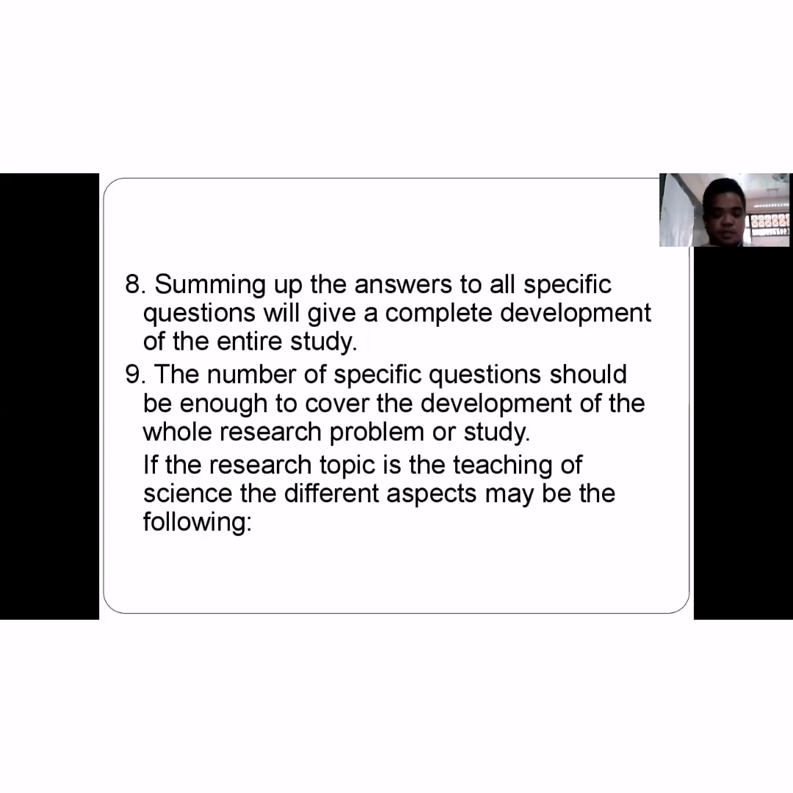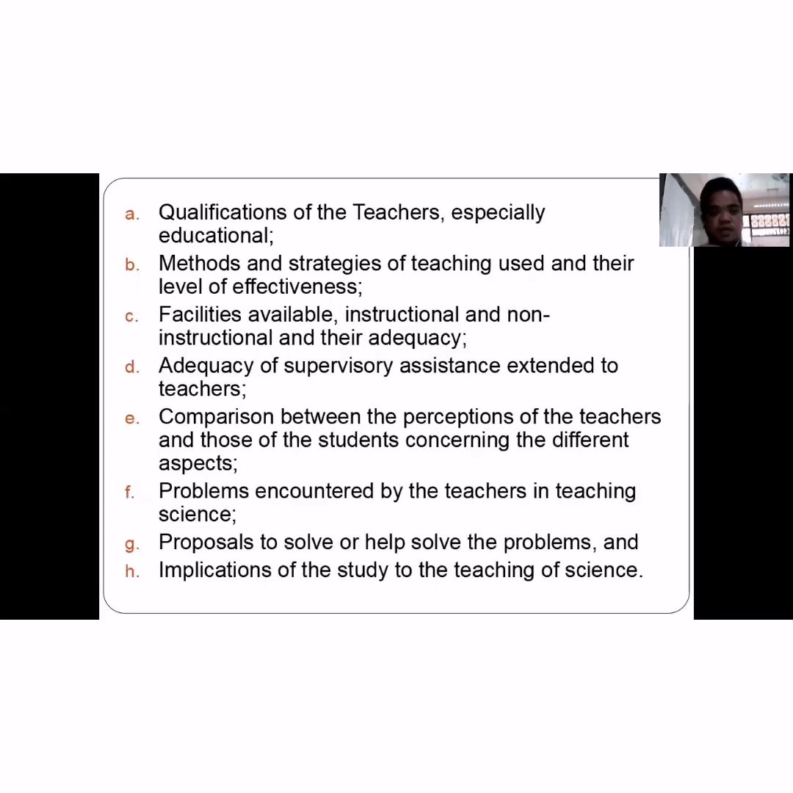If the research topic is the teaching of science, the different aspects may be the following. For example, the qualifications of the teachers, methods and strategies of teaching used and their level of effectiveness, facilities available, instructional and non-instructional, and their adequacy, supervisory assistance extended to teachers, comparison between the perceptions of the teachers and those of the students concerning the different aspects, problems encountered by the teachers in teaching science, and proposals to solve or help the problems, and implications of the study to the teaching of science.